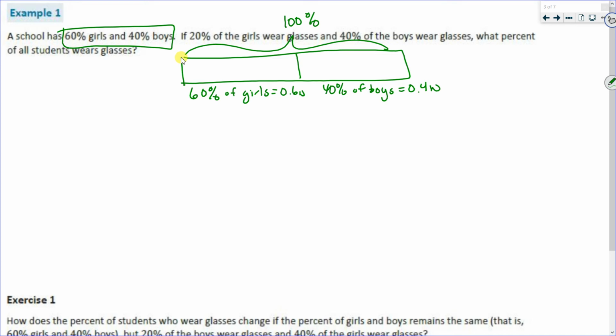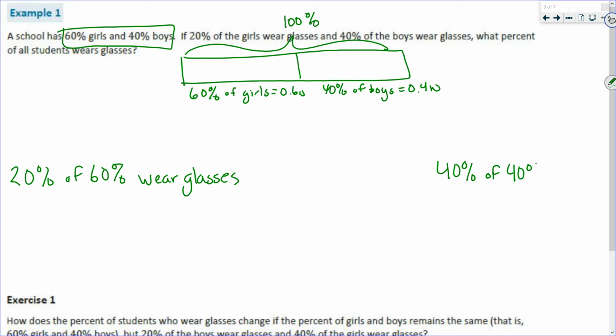So it's like this, okay? We're talking about 20% of 60% wear glasses. And we're talking about 40% of 40% wear glasses.